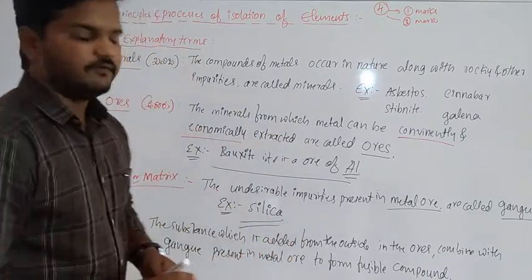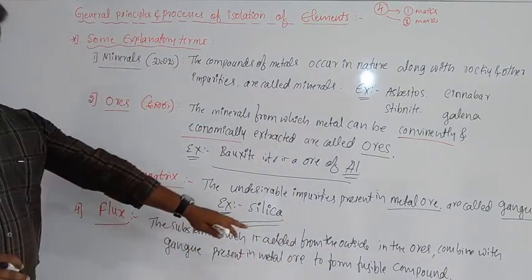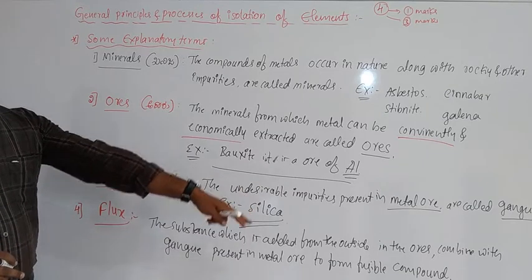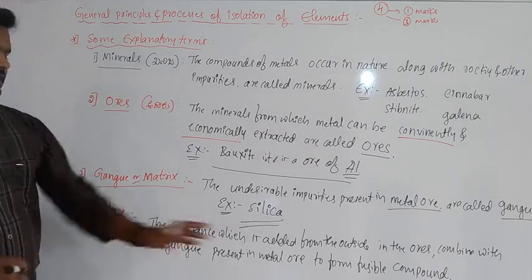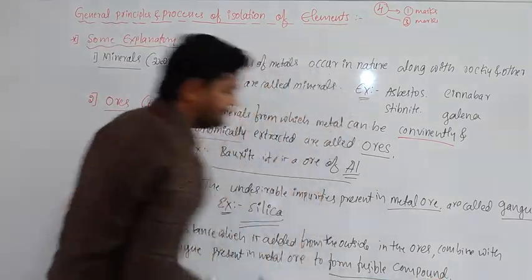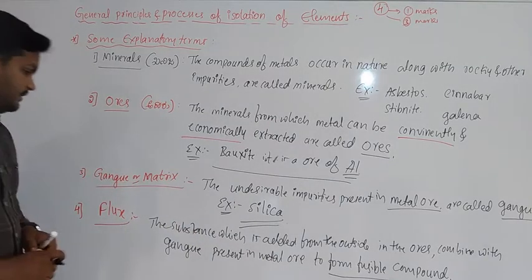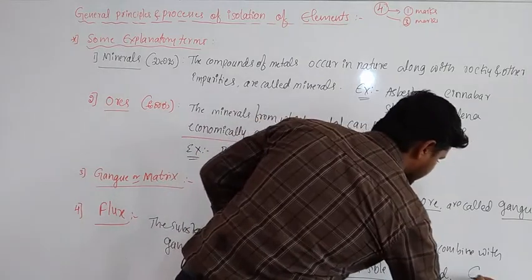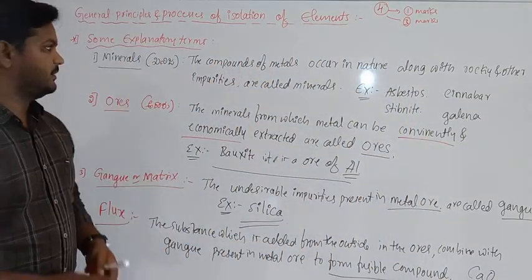Flux is a substance which is added from outside in the ore, combined with the gangue to form a fusible compound. So this is about flux. An example of a flux is calcium oxide, CaO, or lime.